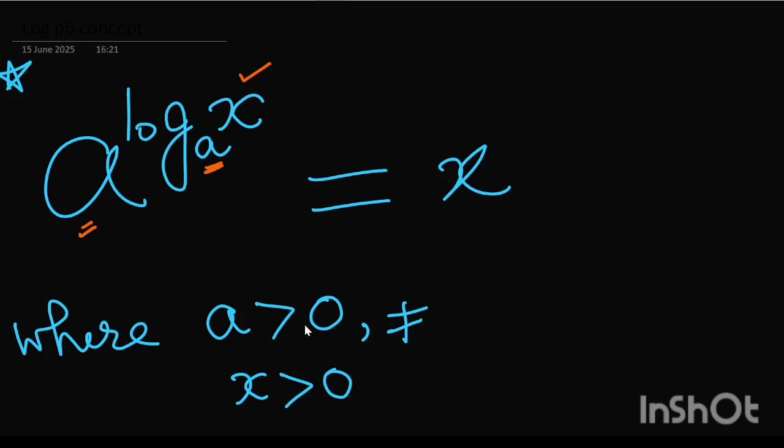So obviously a is positive and not equal to 1, and x is positive. A is positive, not equal to 1. So this is the property that a raised to the power log x base a is x.